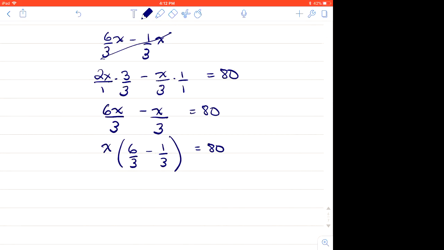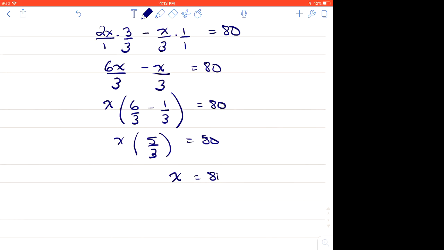And now we can finally reduce these fractions to one fraction. So we keep our common denominator of 3, and we just subtract the numerators. So 6 minus 1. So we have x times 5 over 3 equals 80. Finally solving for x, we have to multiply both sides by 3 and divide both sides by 5. We're essentially just taking that fraction and flipping it on the other side. So now we have x is 80 times 3 over 5.